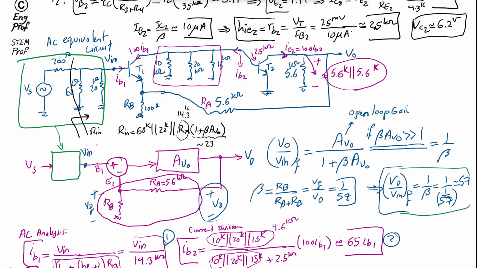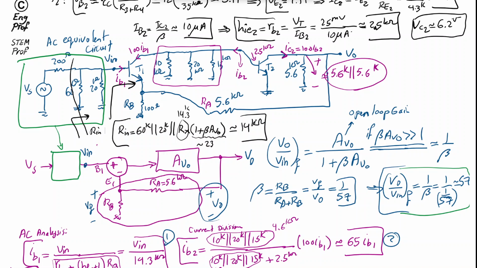That's pretty large compared to 20K and 60K. So 14.3 times, let's say 23, is 330 kilo ohm. So I am just going to make the assumption we are dealing with 20 parallel with 60, which is about 15K, let's say roughly 14K in that ballpark. So roughly, the input impedance of this circuit is basically just 20 and 60 in parallel. That's it. But the input here is much larger.